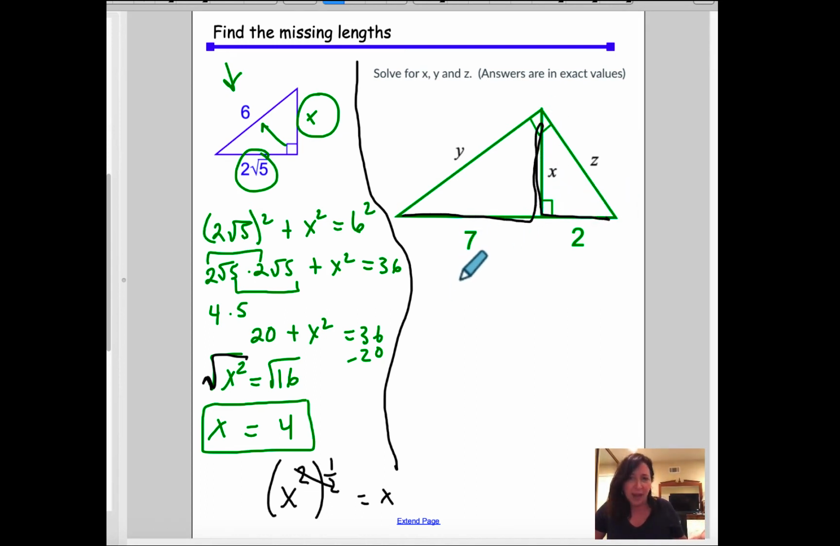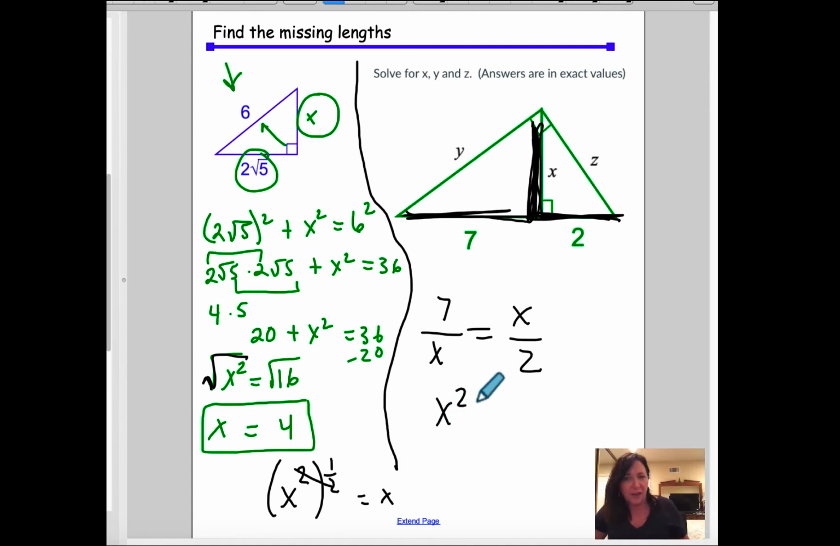So that means that I would go 7 is to x, base is to height as height is to base. So 7 is to x as x is to 2. We're going to cross multiply. We get x squared equals 7 times 2, which is 14. We're going to square root both sides, and I get x is equal to the square root of 14. That's my height right here.